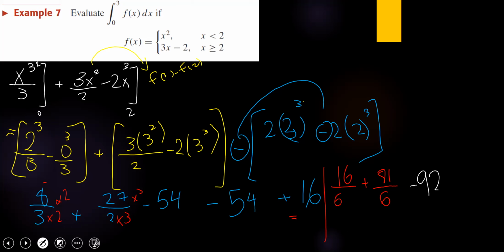And here before that we have 97 over 6 minus 92. We have it as negative 75.8. Thank you. This is the final answer.